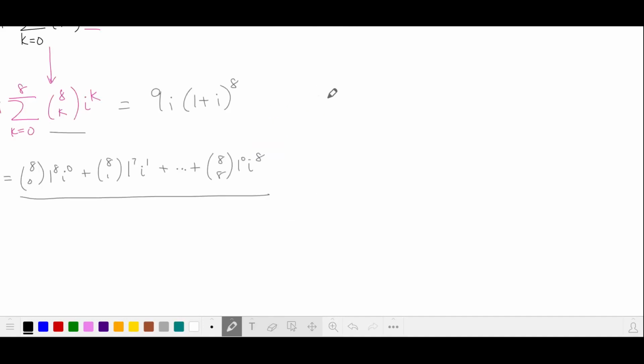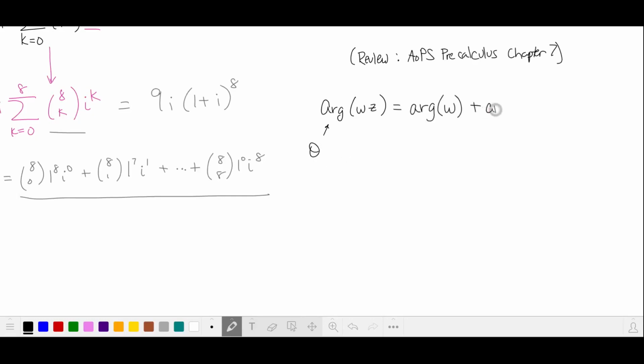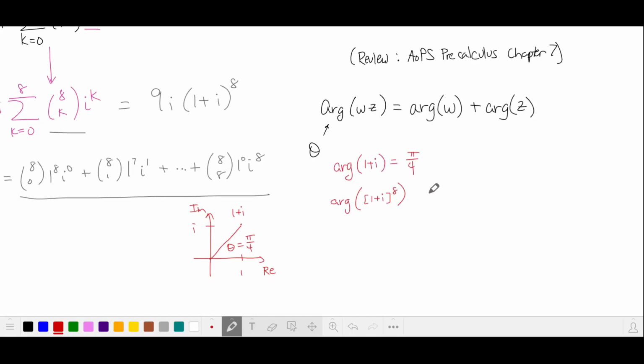You should know some properties of the product of complex numbers. For example, the argument of the product of 2 complex numbers, and the argument is just the angle that it makes with the real axis, is equal to the sum of the arguments of the 2 complex numbers that you're multiplying. So for example, for 1 plus i, our argument is pi over 4. So the argument of the 8th power of 1 plus i is 8 times pi over 4, or 2 pi.